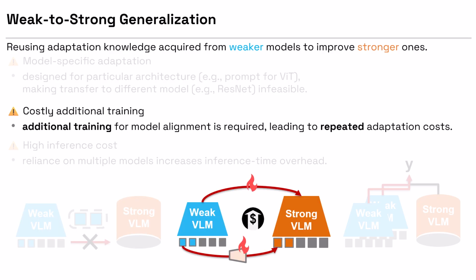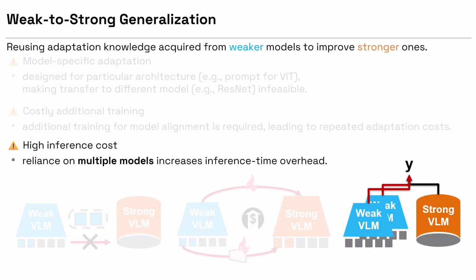Secondly, even when transfer is partially possible, additional costly training is required to align the adaptation model with the target model. For example, to match the feature dimensionality and representation spaces. Finally, reliance on multiple models, such as ensemble-based approaches, introduces substantial inference time overhead.